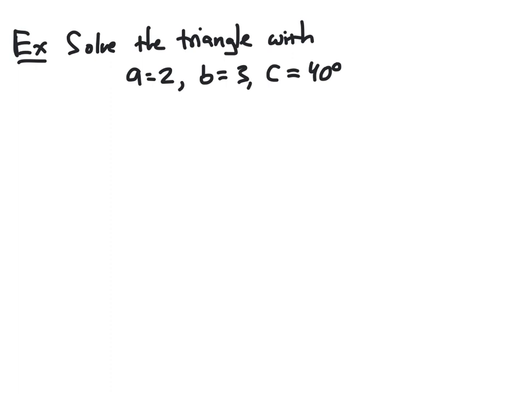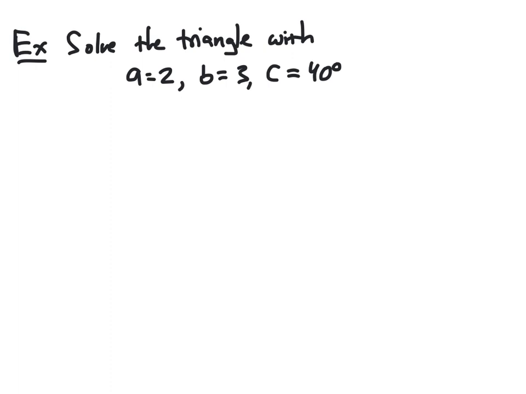In this case, we have two side lengths, A and B, and we have the angle 40 degrees that's between them, the included angle. And because we do not have a side length and angle that are opposite each other, this is a good indication that the law of cosines should be used to solve this particular triangle.